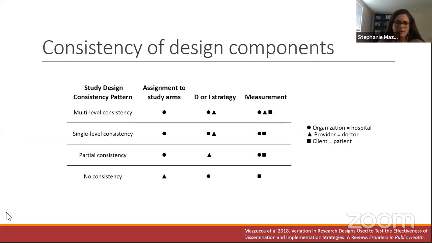And to highlight this, we recently published a review of the research designs that are used in D&I protocol papers. And we've categorized them according to the consistency of different design components. So where they were assigning their treatment arms, what levels the D&I strategies were acting at, and what levels they were measuring. So if you were randomizing schools to an intervention, intervening on teachers, and measuring children's outcomes, you don't have the consistency. You're not measuring implementation outcomes at the school level or what's happening with the teachers. And we want to make sure that we are keeping all of these things consistent.